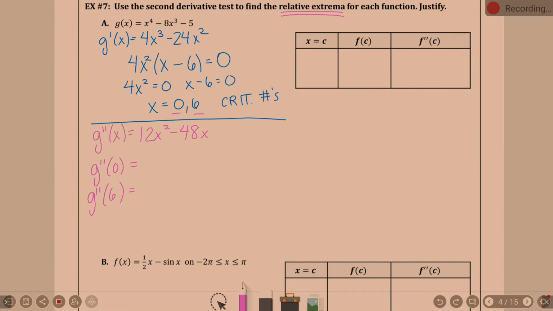When I plug in 0, what do I get? 0. When I plug in 6, what do we get? Should I tell you, or do we? Let's see a couple people. Yes? 144? So hopefully what the calculator says?